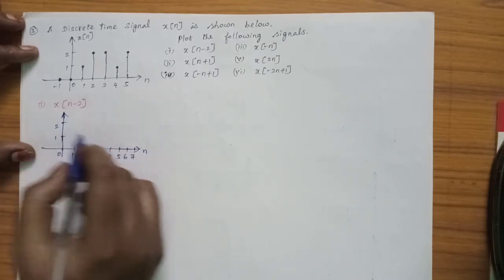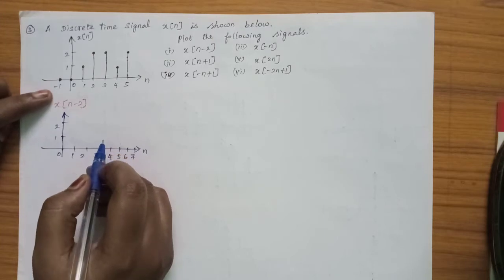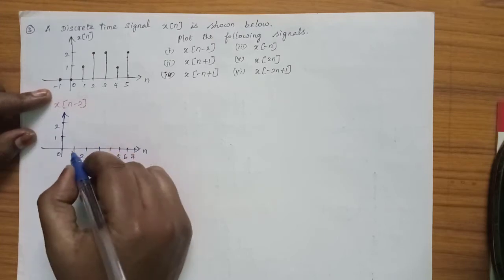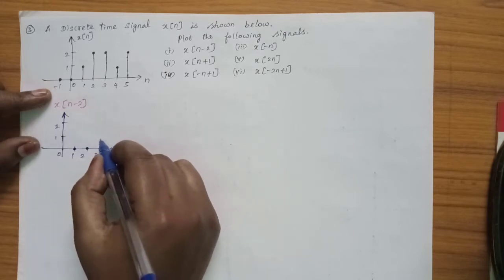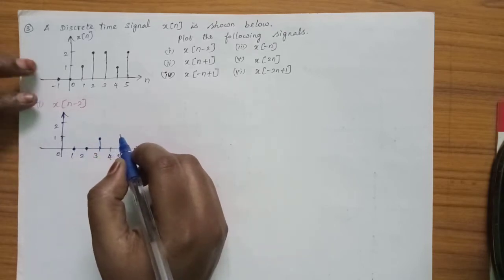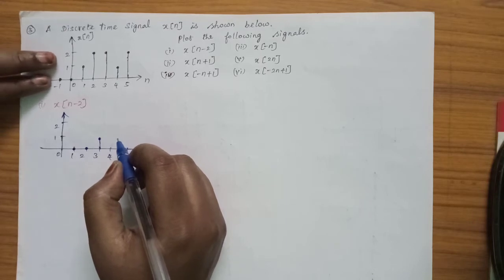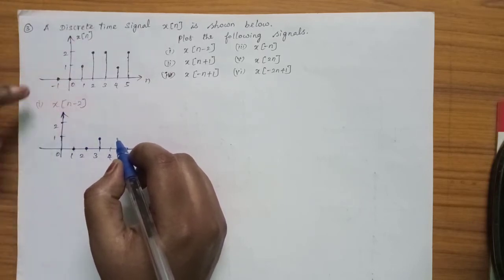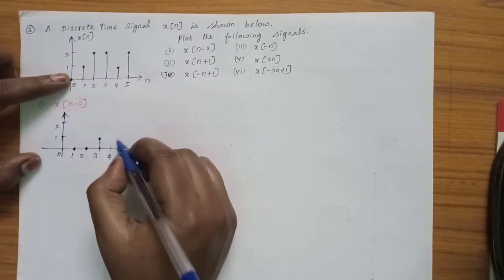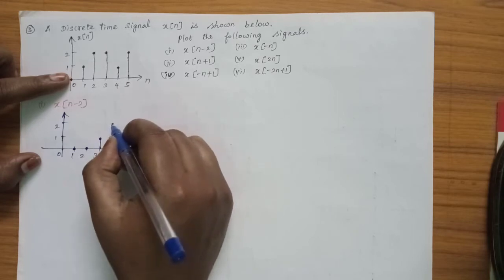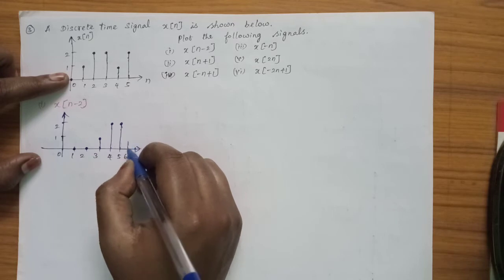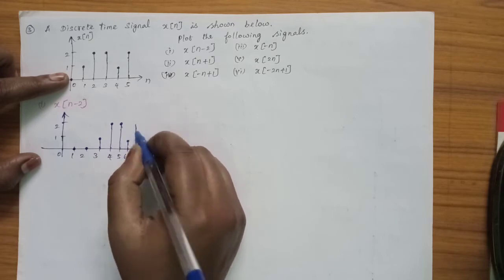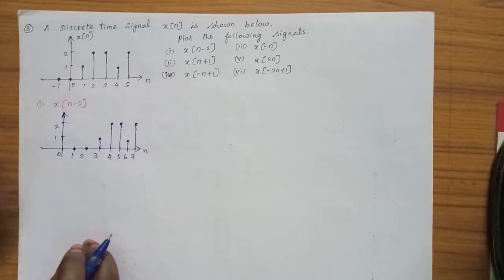So minus 1 plus 2 is plus 1. At plus 1 and plus 2 it's 0, and so I am going to drag the signal towards the right side. Okay, this is x[n-2].